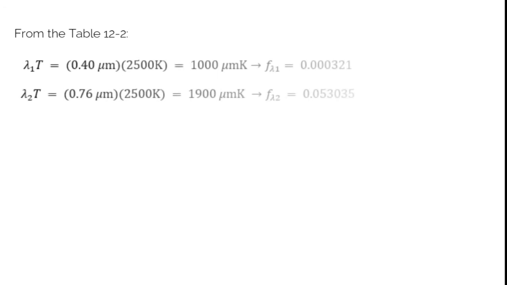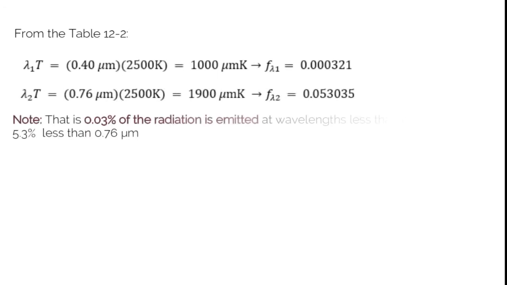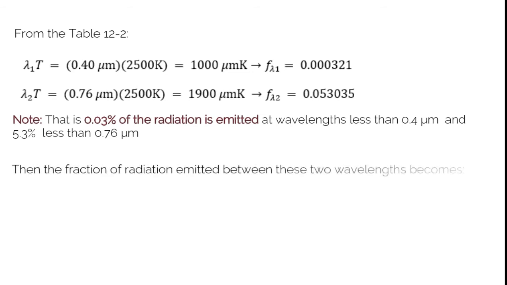From this, we can find the fraction of radiation emitted between these two wavelengths. That is, 0.03% of the radiation is emitted at wavelengths less than 0.4 micrometer and 5.3% at wavelength less than 0.76 micrometer. Therefore, only about 5% of the radiation emitted by the filament of the light bulb falls in the visible range.